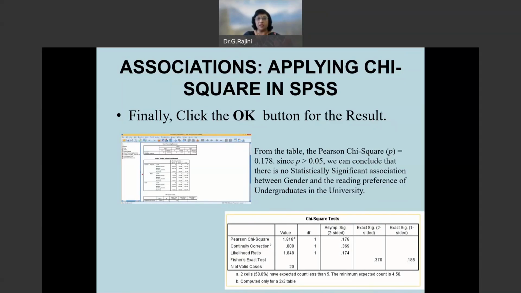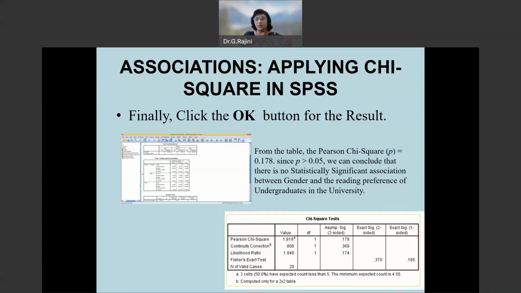From the table, the Pearson chi-square significance is 0.178. Since the p-value is greater than 0.05, what is it actually? The p-value is the risk of rejecting the null hypothesis. So the decimal you get, you convert that into a percentage. When it is 0.178, it is 17 percent. What is the significance level we have fixed? We have fixed 5%. So only a 5% risk we can take when we reject the null hypothesis. But now the result shows that we need to take a 17.8% risk to reject the null hypothesis. So I will not take that risk.